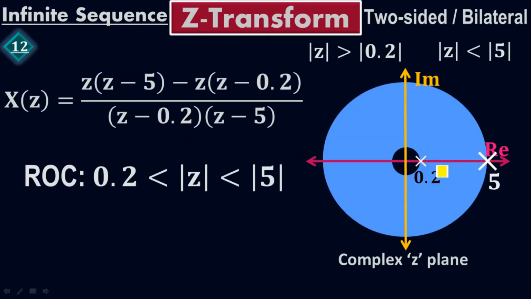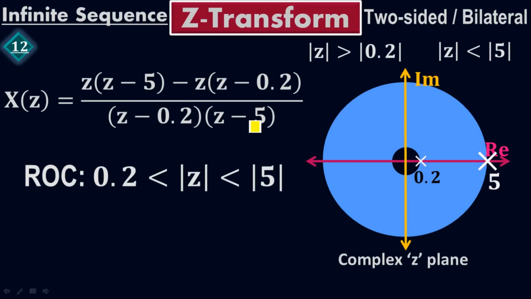Look, for the right-sided sequence, the outermost pole is 0.2. So we marked the outermost pole at 0.2. The region of convergence starts onward of 0.2, not lesser. So we must go greater than 0.2, not lesser than 0.2. Lesser than 0.2 is a blank space. The region of convergence does not exist here.